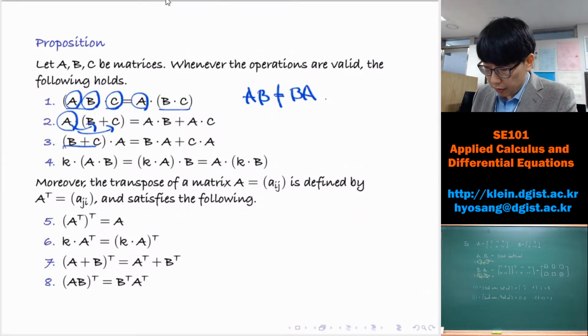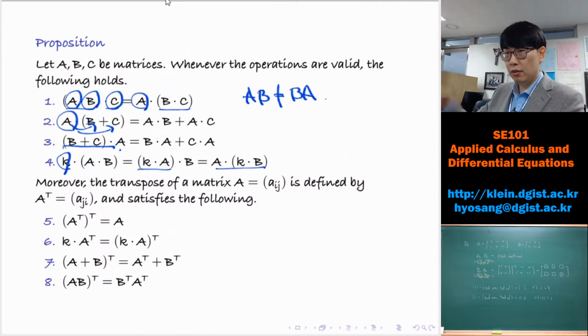And also the similar distribution law holds. And if you have a constant K, then you can move it freely inside. So this is only when you can change the order. If you have a constant, then you can change the order, but not the matrix.